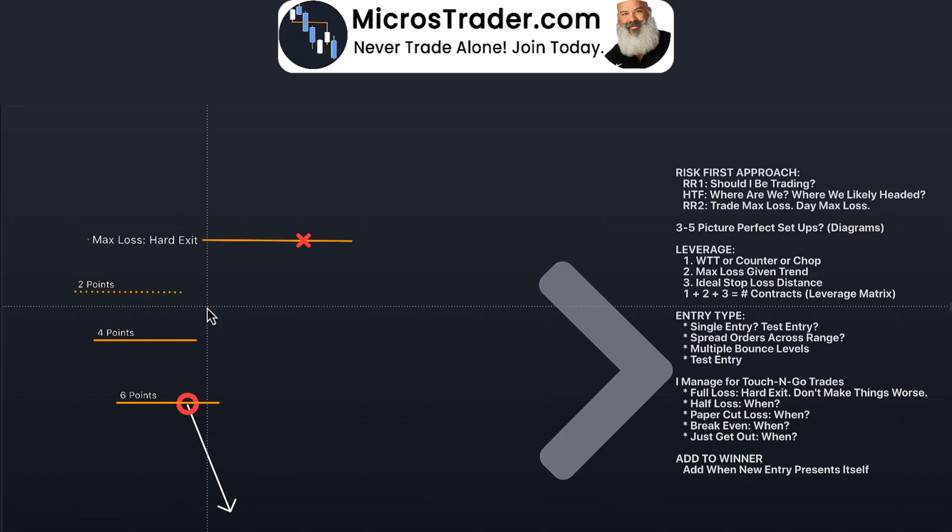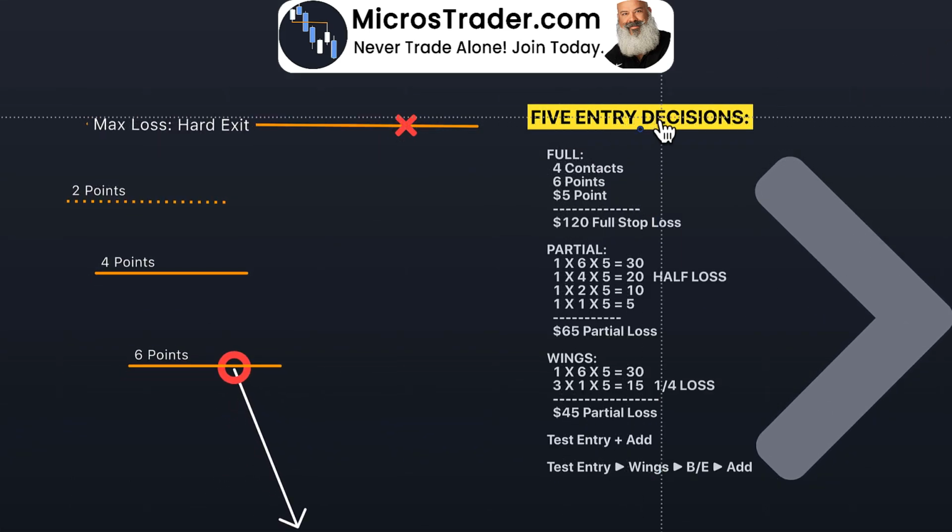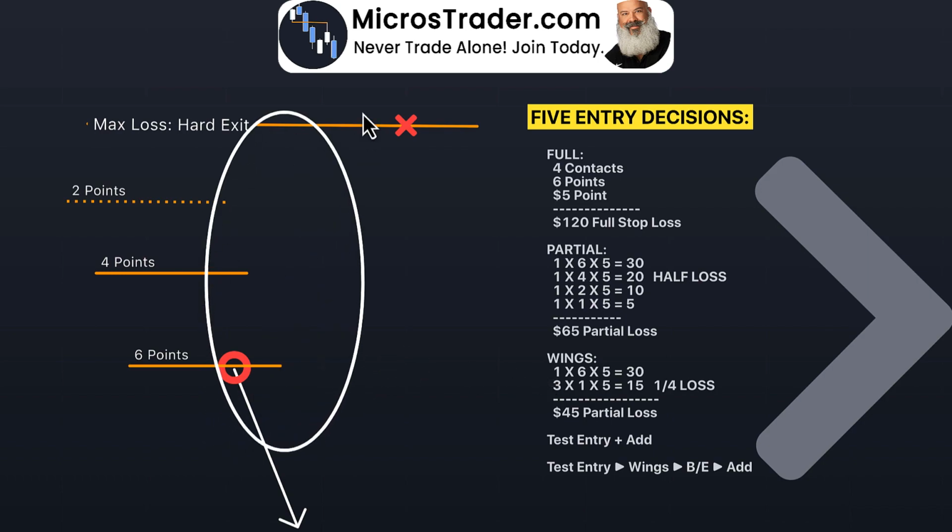So now let's discuss the entry possibilities. So 5 entry decisions in my opinion. Are you just going to do all of your entries at your first bounce level? So let's say the leverage metric said I could do 4 entries. Am I going to put all 4 right here? That's one option. And if you do all 4 right here, price just rips through.